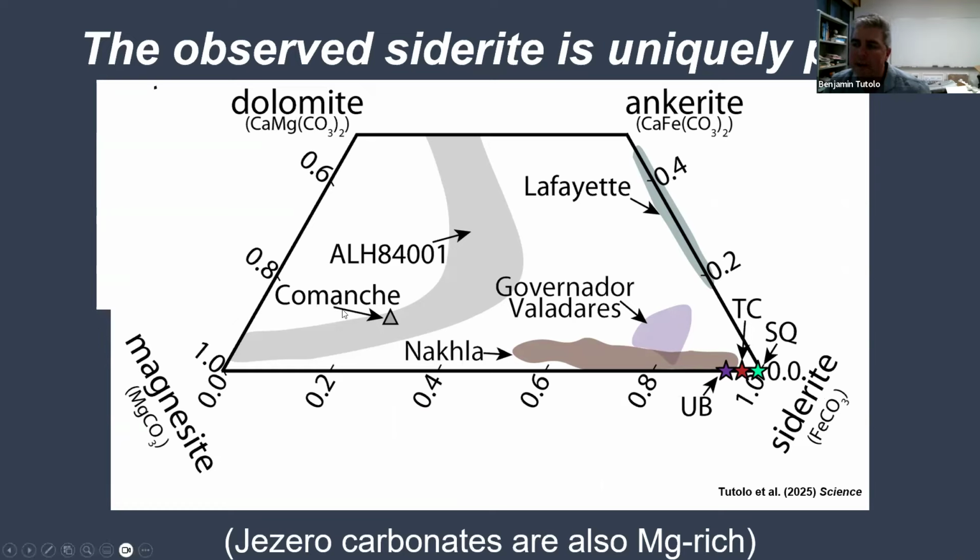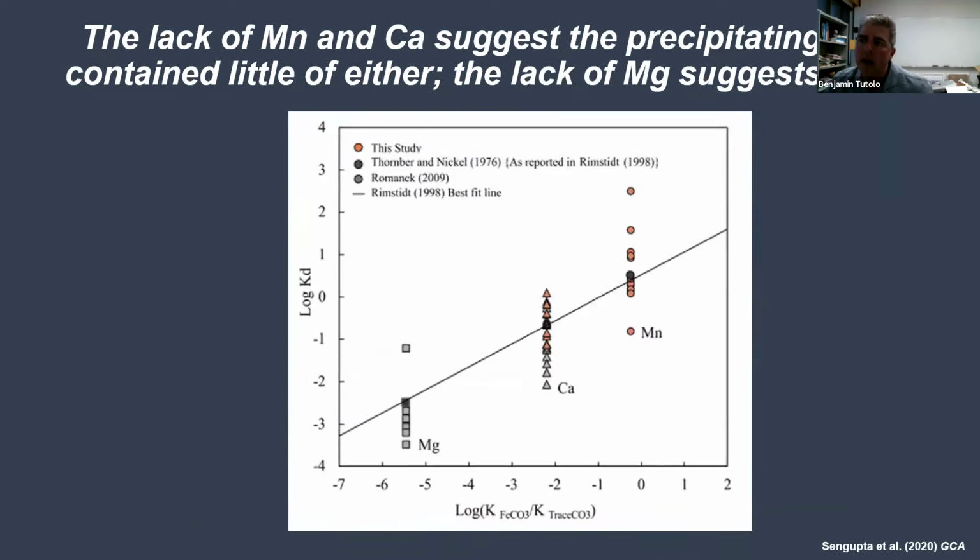So this is the Comanche outcrop analyzed by one of the MER rovers, Allan Hills meteorite, Nakhla meteorite, Governador Valadares, and Lafayette meteorites, which all have significant amounts of magnesium, calcium, and iron in their structures. And these siderites that we've plotted here all plot extremely close to the 100% siderite. And remember, Jezero carbonates, although they're not included in this plot because we didn't yet have quantitative information when we submitted this manuscript, are also magnesium rich. They're not pure in iron carbonate like this is. Importantly, the lack of manganese and calcium in the mineral structure suggests the precipitating fluid contained little of either.